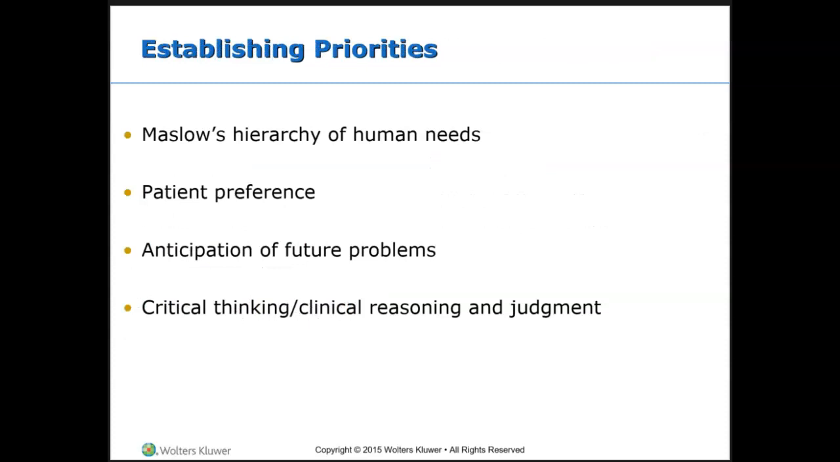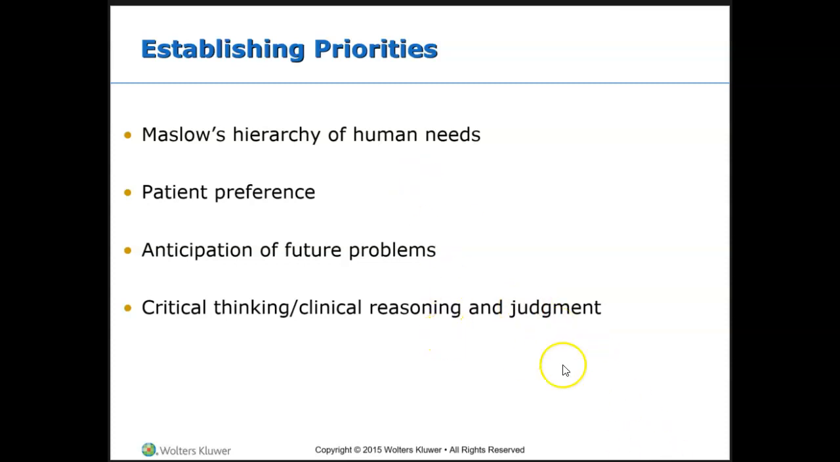Okay, so establishing priorities, right? Here we go. This is so critically important. We start with Maslow's hierarchy of needs, patient preferences, anticipation of potential future problems, and then, of course, two of our threshold concepts: critical thinking and clinical reasoning in nursing. Key components of what we do as a nurse, right?